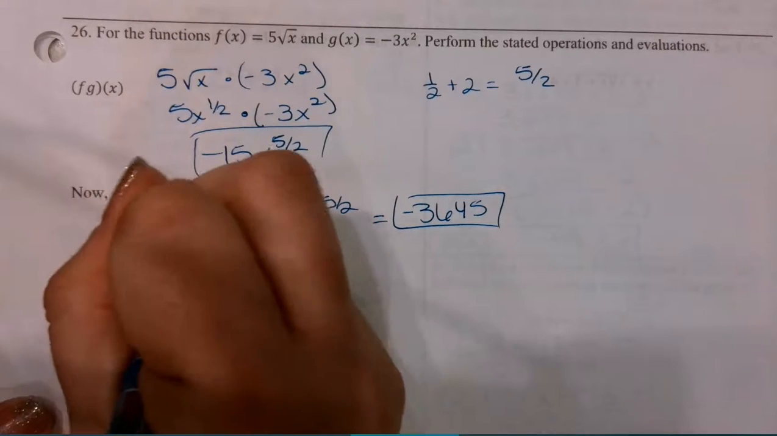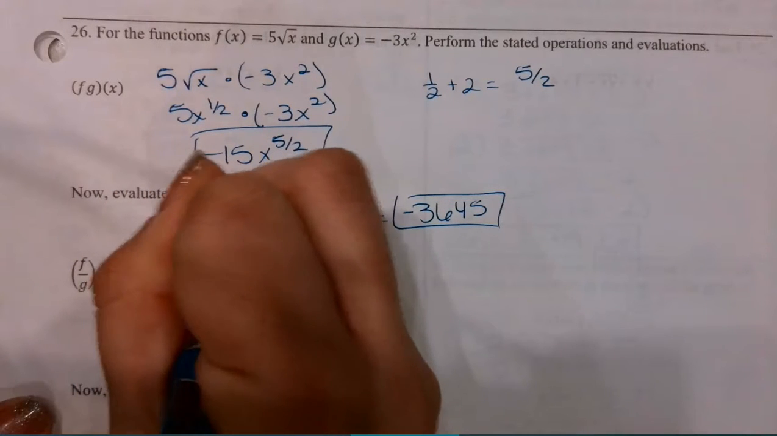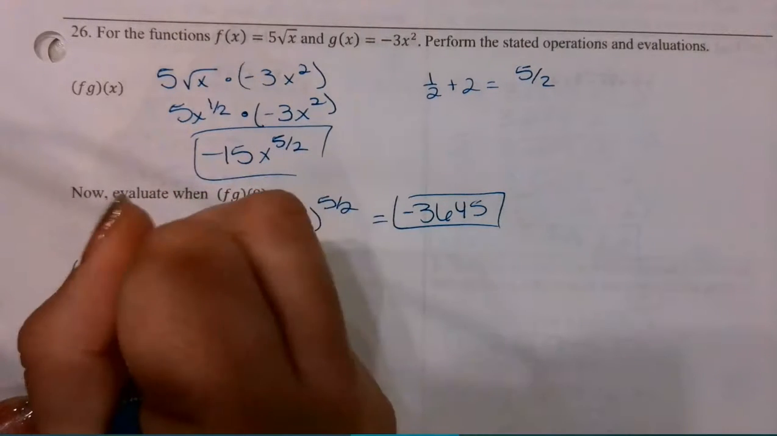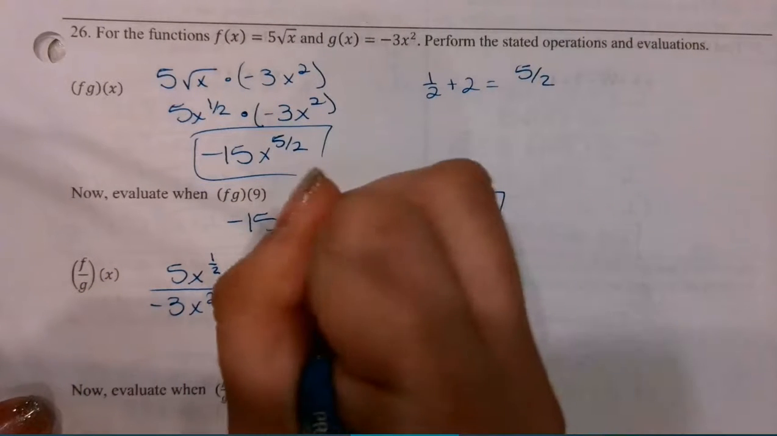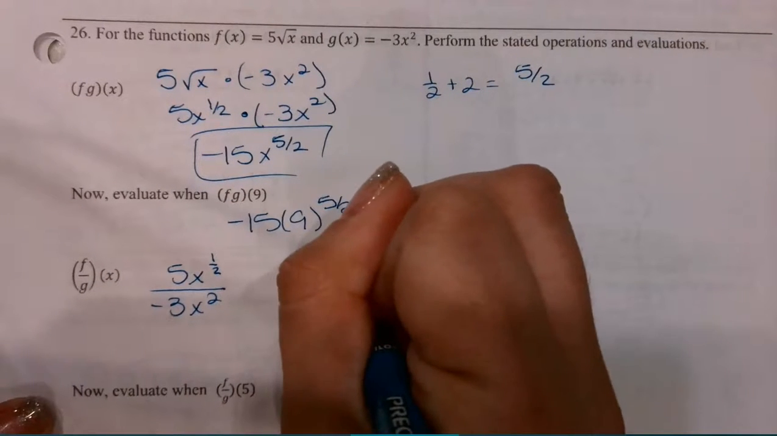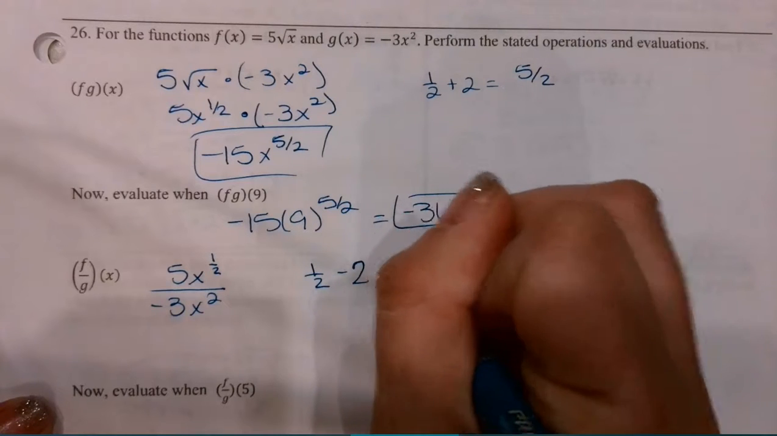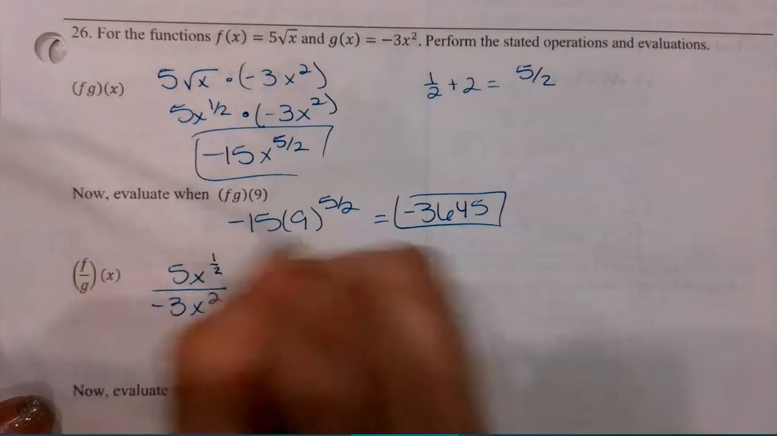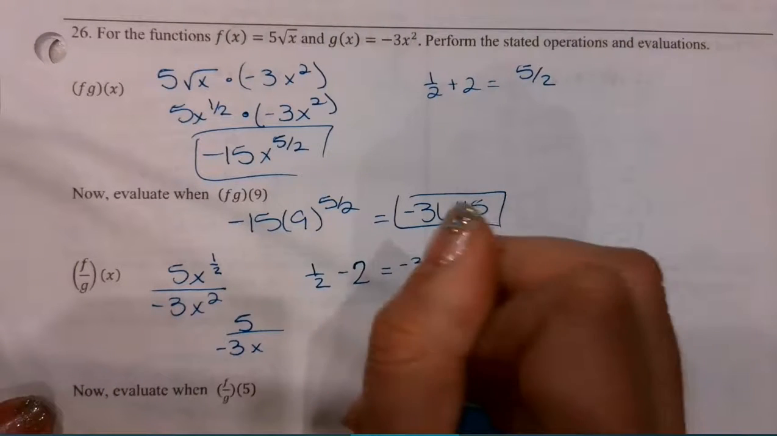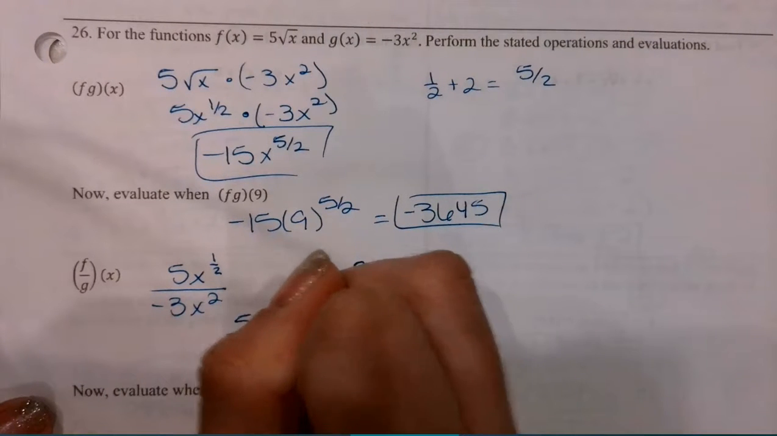Next one is division, so I have 5x to the 1/2 over negative 3x squared. I want to subtract these fractions, which I know gives me negative 3/4. So the 5 stays on top, the negative 3 stays on the bottom, and the exponent will move to the bottom and become positive.